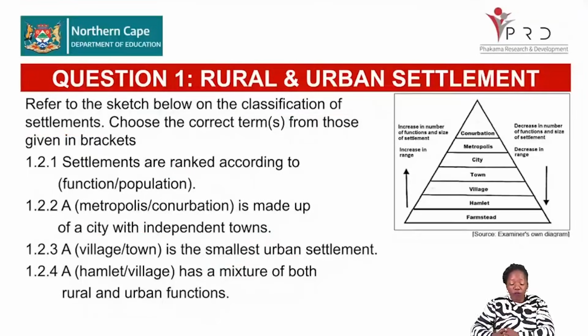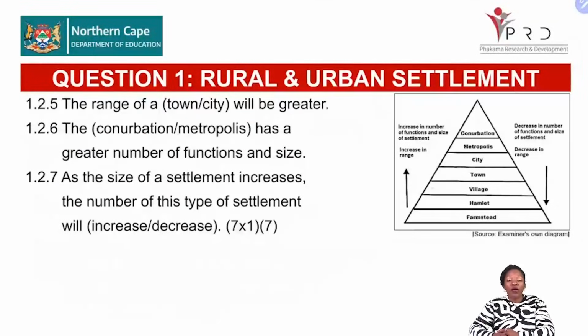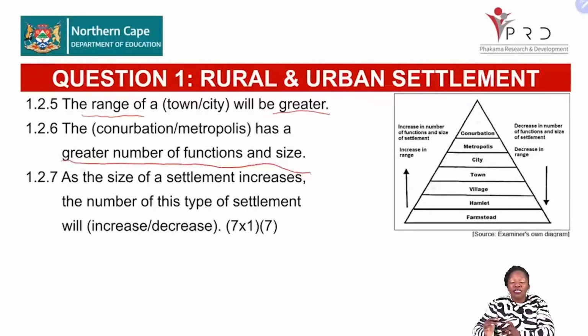Looking there at our next question, we have your question 1.2.5 up to 1.2.7. So here we are talking about the range. The range of a town or a city will be greater. Then your 1.2.6, the conurbation or the metropolis has a greater number of functions as well as size. Is that a conurbation or is that a metropolis?